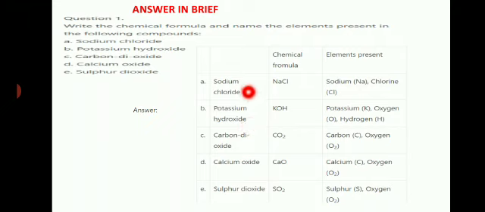You see here the first one, sodium chloride. What is the chemical formula for sodium chloride? This is the chemical formula, NaCl. What are the elements present in NaCl? Sodium and chlorine. Sodium means Na, from the Latin word natrium. We should write Na and chlorine Cl. So the chemical formula is what, students? NaCl. Next, potassium hydroxide. Potassium hydroxide means KOH.